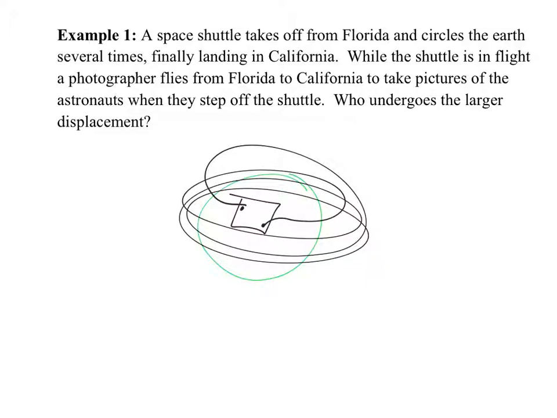Now, the photographer, while this is happening, or maybe very toward the end of their trip, takes off from Florida and goes directly to California. There's that little red line right there. So the Earth is in green, the black lines are the path of the shuttle, and the red line is the path of the actual flight that the photographer takes. Who undergoes the larger displacement here? Chris. So they both undergo the same amount of displacement? Good. They both undergo the same.